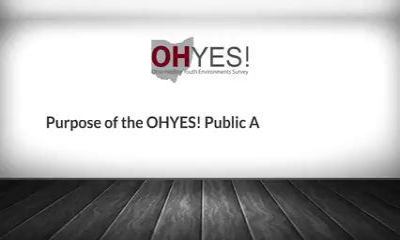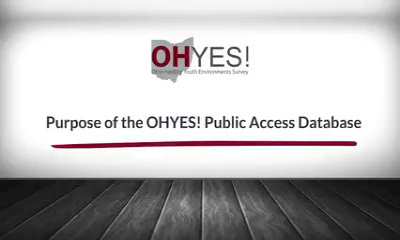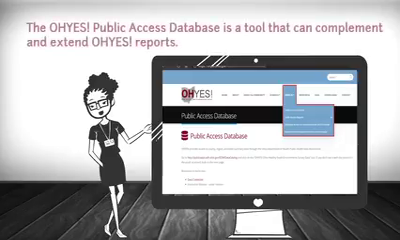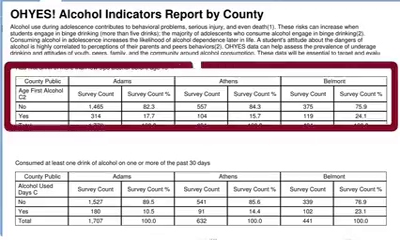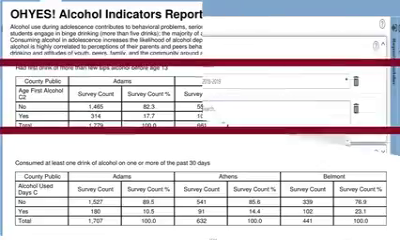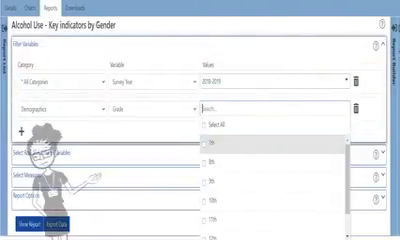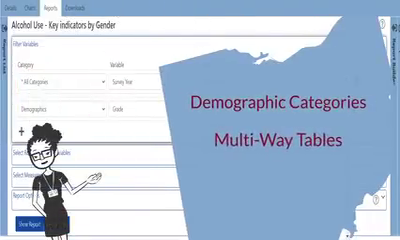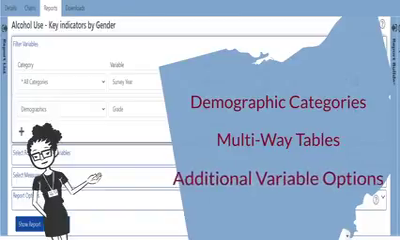Purpose of the OHYES Public Access Database. The OHYES Public Access Database is a tool that can complement and extend OHYES reports. The database can provide reports on survey responses by county and region, and it is useful for running results by demographic categories, multi-way tables, or for additional variable options.